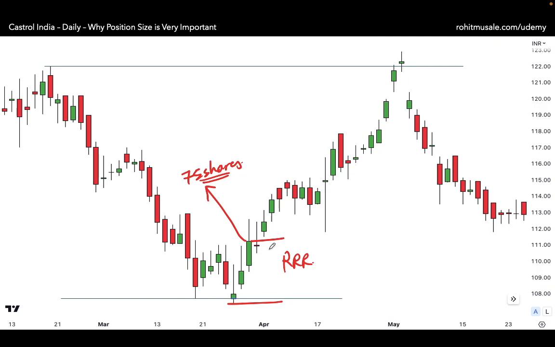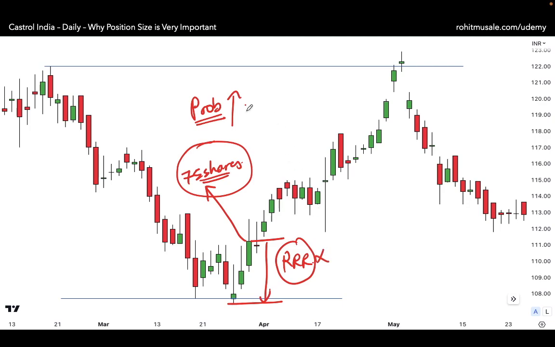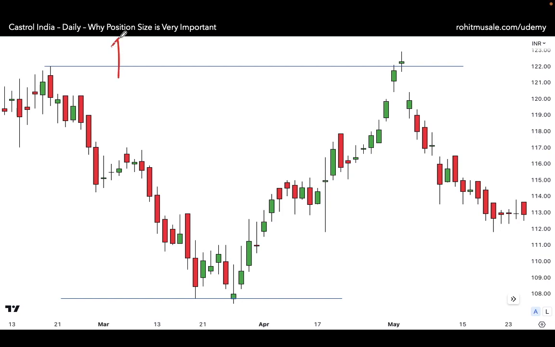So my distance between entry and stop loss for these 75 shares is large. However, the probability that the market will go in my favor is very high. So I am sacrificing on the reward to risk to increase the probability of my trade. So that's how you control your position size.